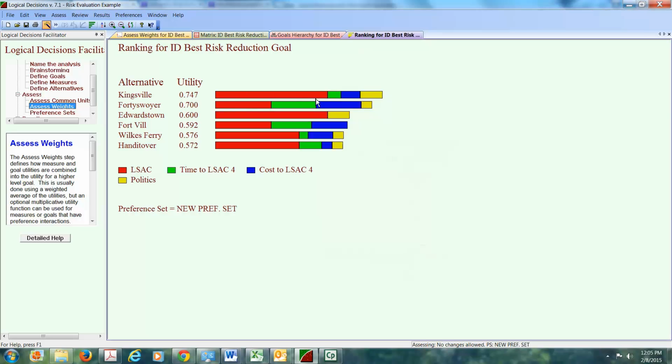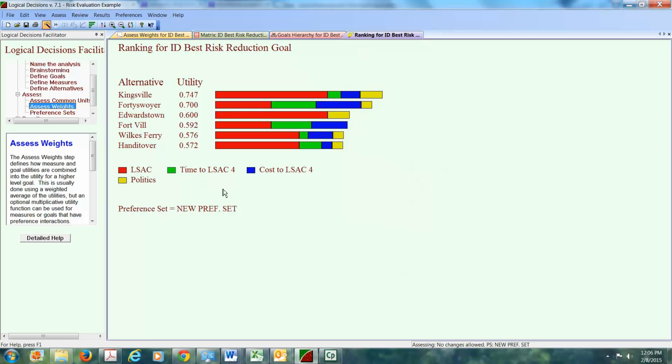Over here you see a little graphic that's showing you what makes it best. Well, on the LSAC criterion, that's a big part of what makes this best. The time to LSAC you can see here, that's a modest gain. Down here you'll notice 40 Warrior, the time to LSAC 4 is a big advantage, as is the cost to LSAC 4. And that moved 40 Warrior up to the 2nd position.